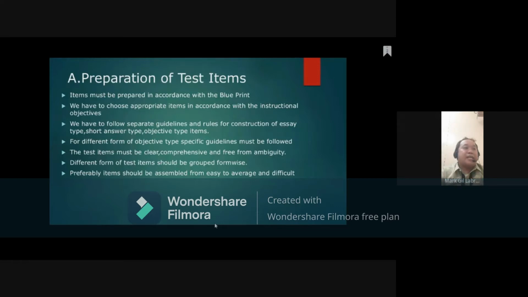Another one is that for different forms of objective type, specific guidelines must be followed. For example, your test 1 is true or false, and test 2 is matching type. So you really must have a form of objective type and specific guidelines. Very clear. The test items must be clear, comprehensive, and free from ambiguity.